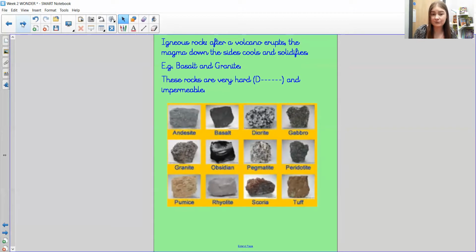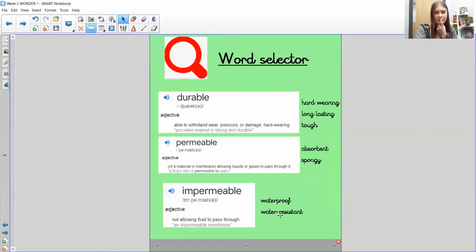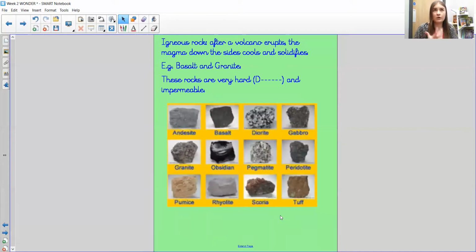Okay, so some examples are basalt and granite, and you can see that there are a few more on here as well. Lots of different types. Now, these rocks are very hard. Now, I wonder if you can remind me of what word we give to rocks that are very, very hard and very tough. They are very durable. Well done, guys. They are very durable.